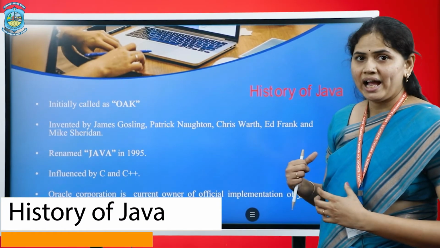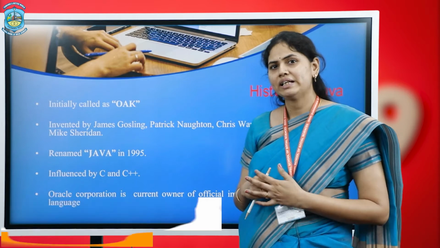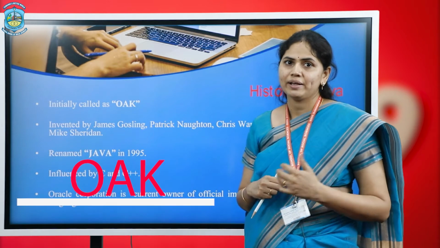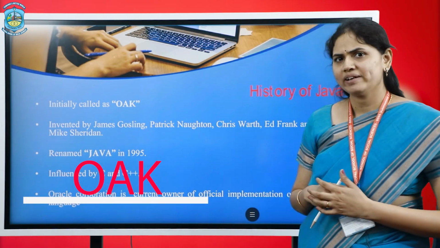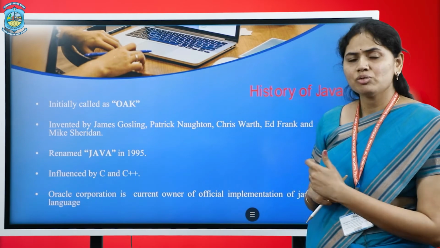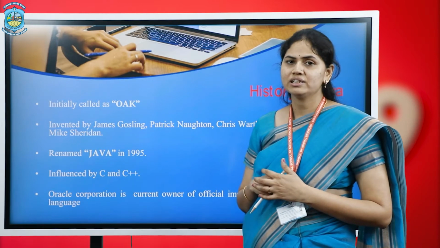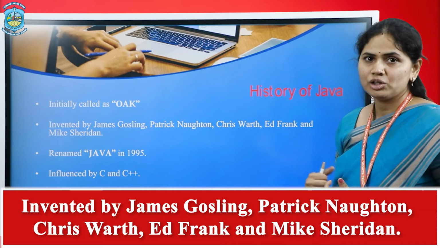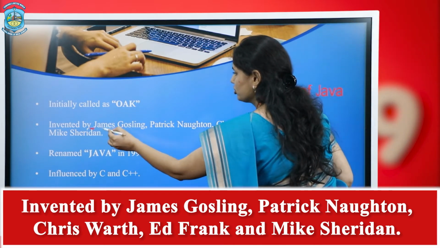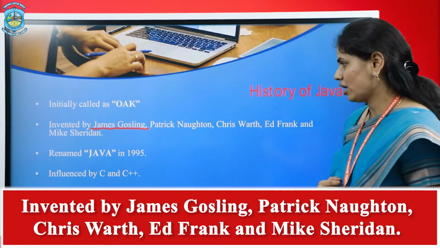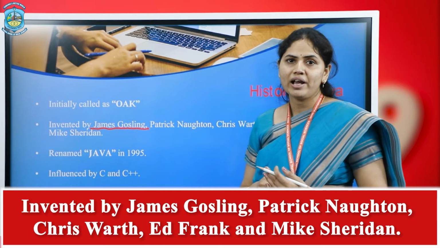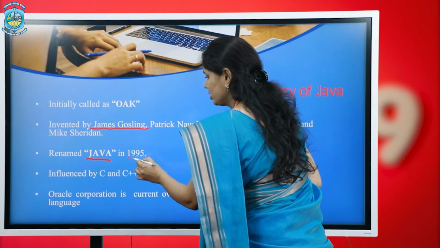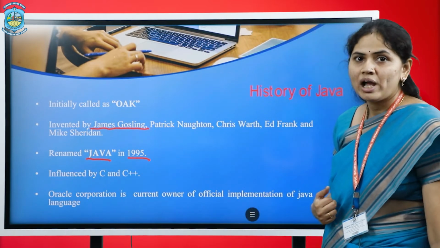History of Java: the origin of Java was in the year 1991, but it was named Oak, O-A-K. Oak is simply a symbol of strength and it's the name of a tree. This was the national tree in many countries like Germany, France and so on. James Gosling was the person who invented Java, so he is also called the father of Java. In the year 1995, the language Oak was renamed as Java. So in 1995, Java came into existence.